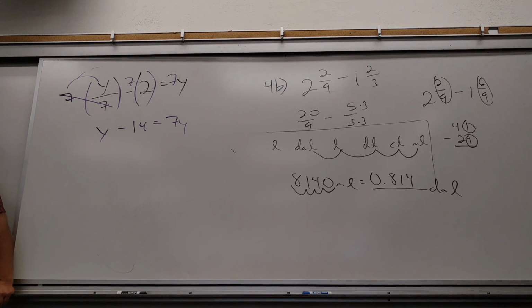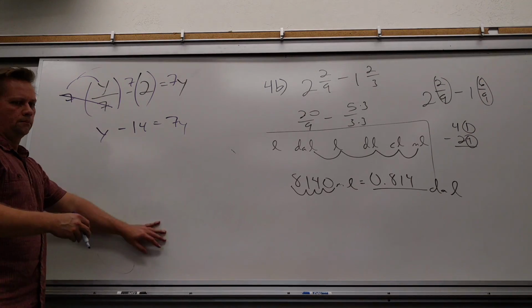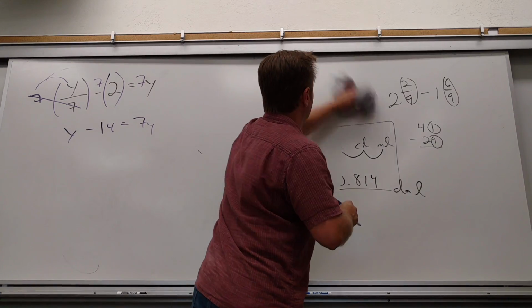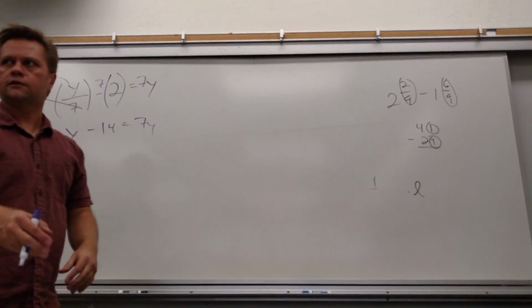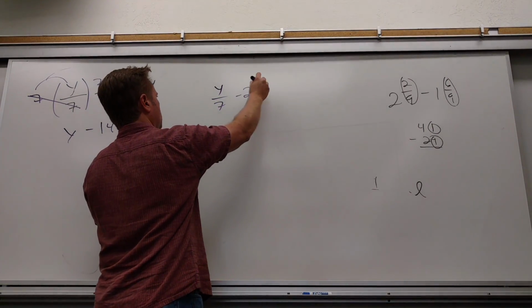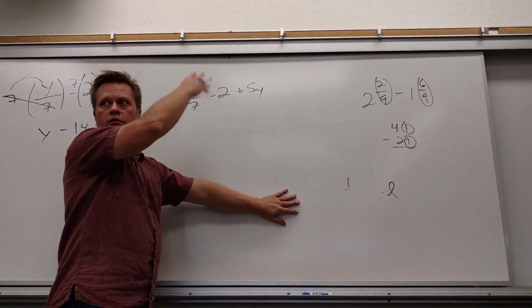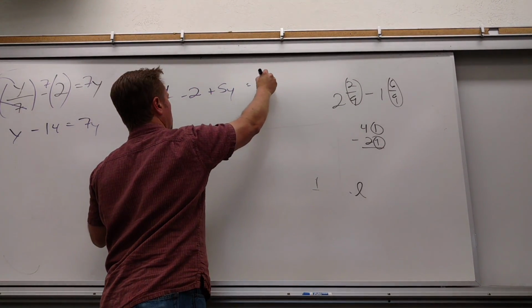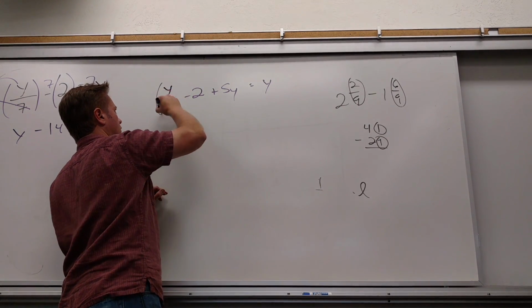Yes, ma'am? So if you just had y and the 7 and without the -2, you would just do that? Just do what? Sorry. Let's say we add more to that problem, so we had y over 7 minus 2 plus 5y or something. I would multiply each one by 7.